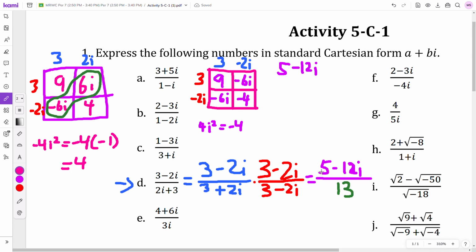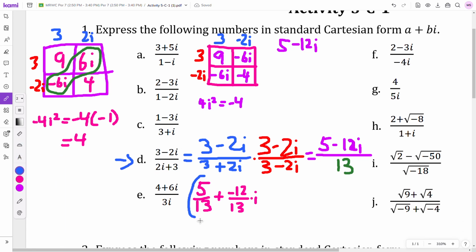So the real part here is 5 over 13. So we're going to write 5 over 13, and I'm going to stick with the plus, negative 12 over 13 times i. And now we have a clear, right, this is my A, and this is my B.